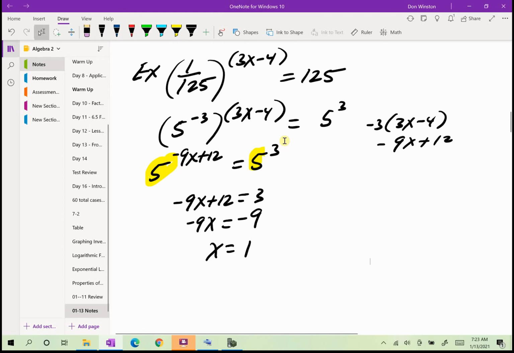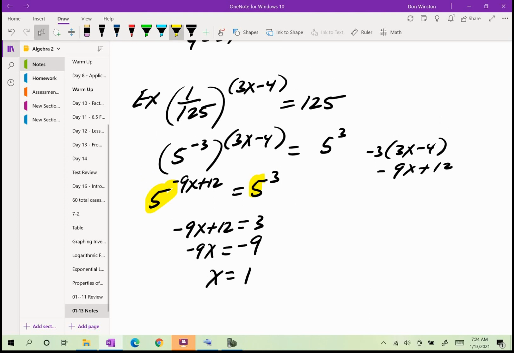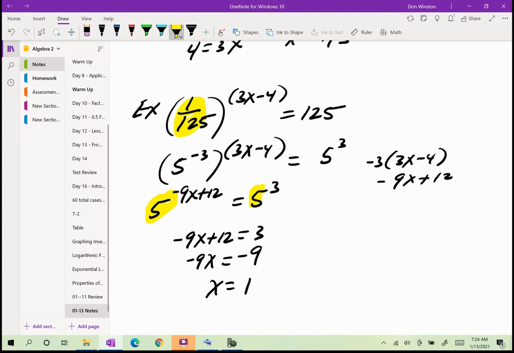So again, one way we can solve exponential equations is to find a common base. And you start to see why it's so important to be able to work with negative exponents, because I had to convert 1 over 125 as 5 raised to the minus 3. That's important to recognize. So find a common base.